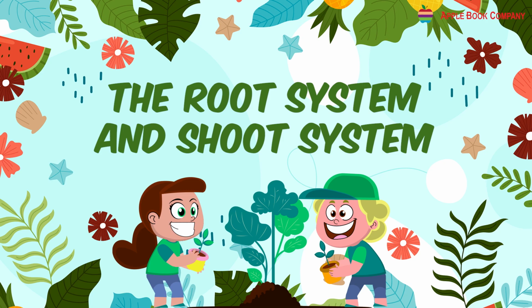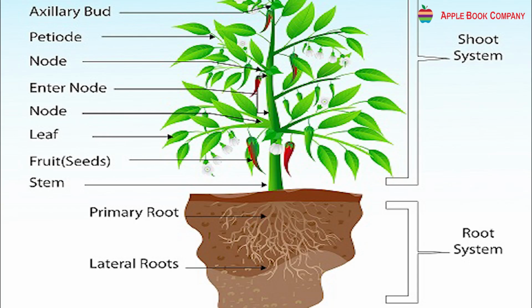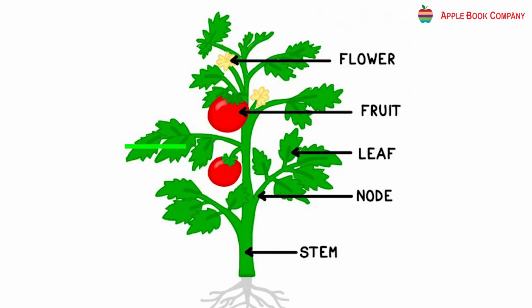Root system and shoot system. The root system is the underground part of the plant. It is brownish in color. It is an elaborate structure comprising the primary and secondary roots. The function of the root system is to anchor the plant, absorb water and minerals, and sometimes store food for the plant. The shoot system is the aerial part of a plant body.